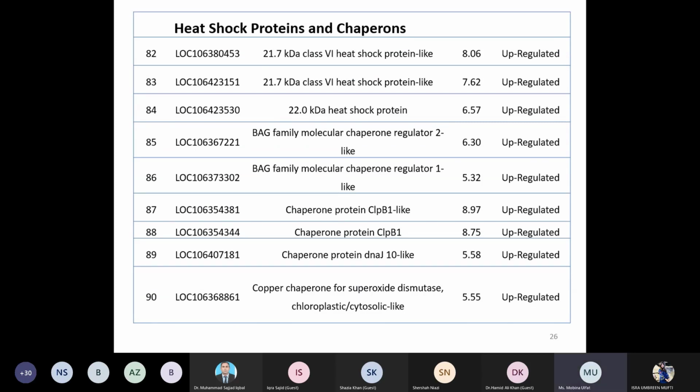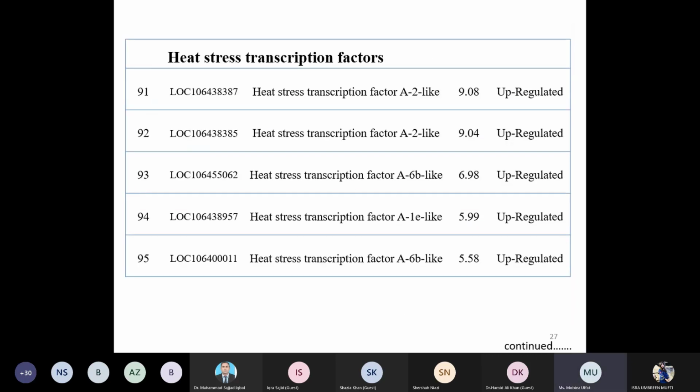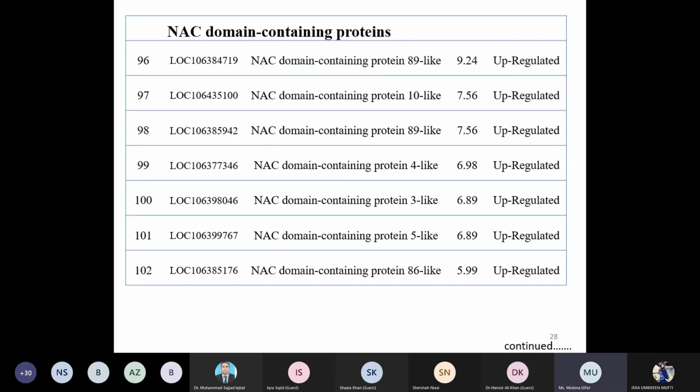Certain heat shock proteins were also observed to be upregulated, and different chaperone proteins. There are different heat shock transcription factors that were observed to be upregulated in our study. These are different NAC domain containing proteins. They were also upregulated.